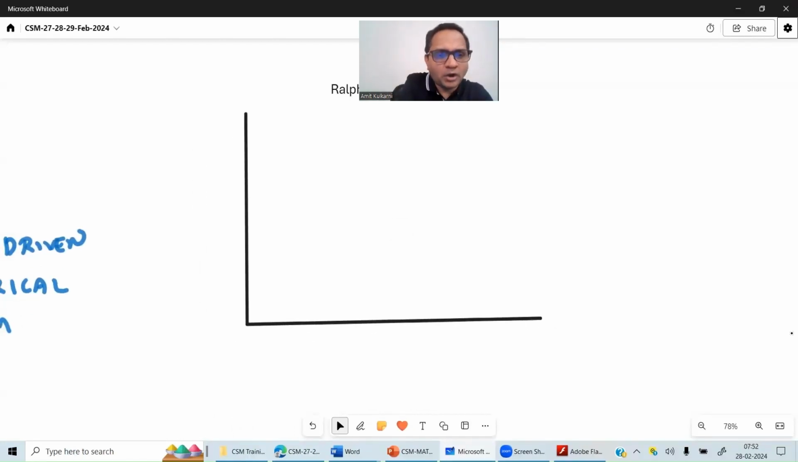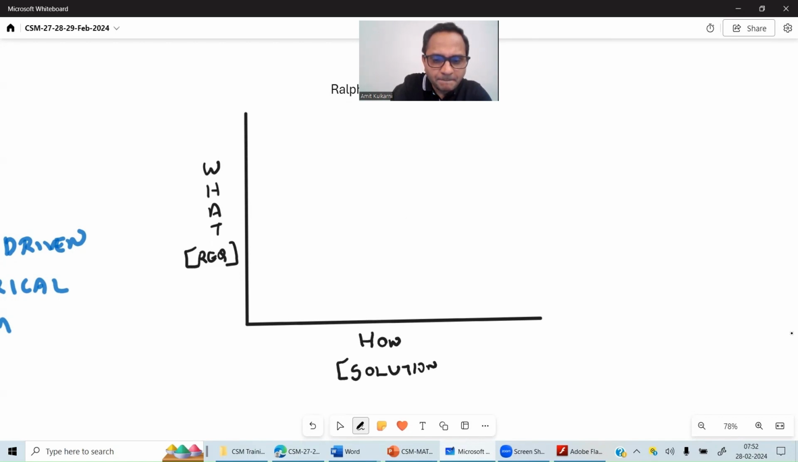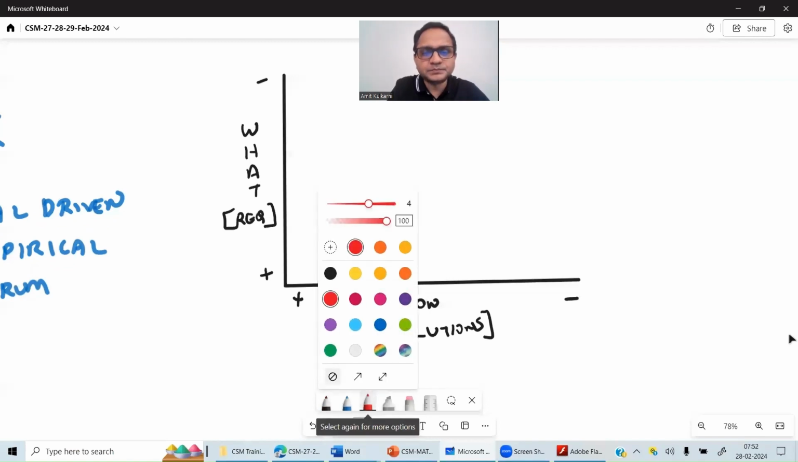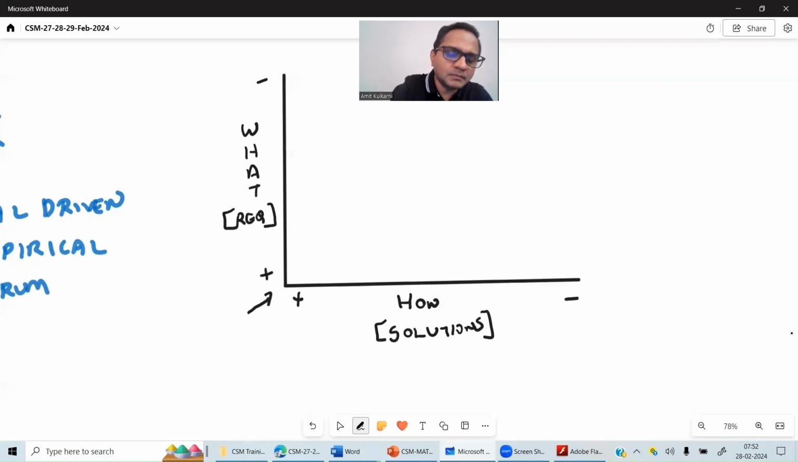The y-axis is the what. What means requirements. And the x-axis, how. How means solutions. Now I'll put some signs here. The plus sign means known. Okay, so plus sign means known. And minus sign means unknown. So I'll repeat this word unknown here.